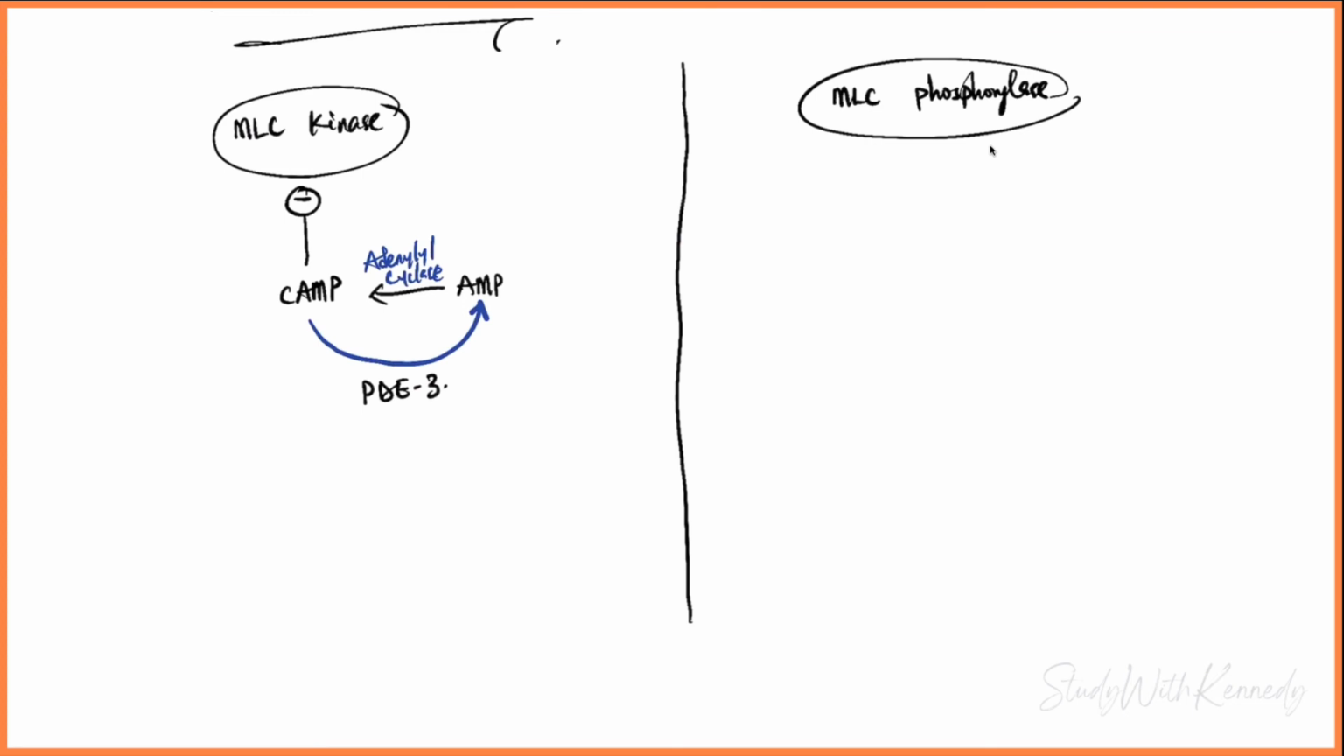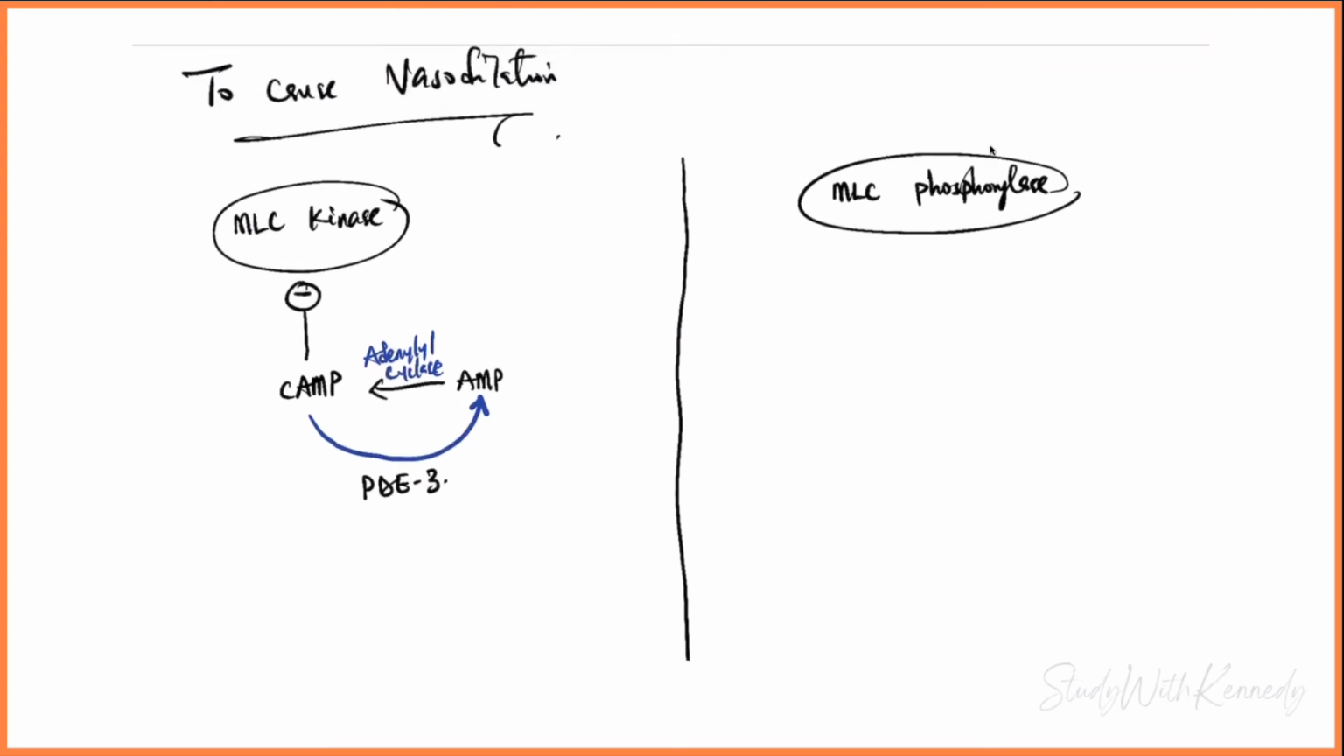PDE3. Now, what can we do? Our goal is to cause vasodilation. By inhibiting myosin light chain kinase, we can cause vasodilation. Just imagine that myosin light chain kinase is synonymous with vasoconstriction. So by inhibiting myosin light chain kinase, we are inhibiting vasoconstriction. What if we can increase the amount of cAMP? Let's make it double, triple the amount, so that we would inhibit vasoconstriction completely and cause a lot of vasodilation.